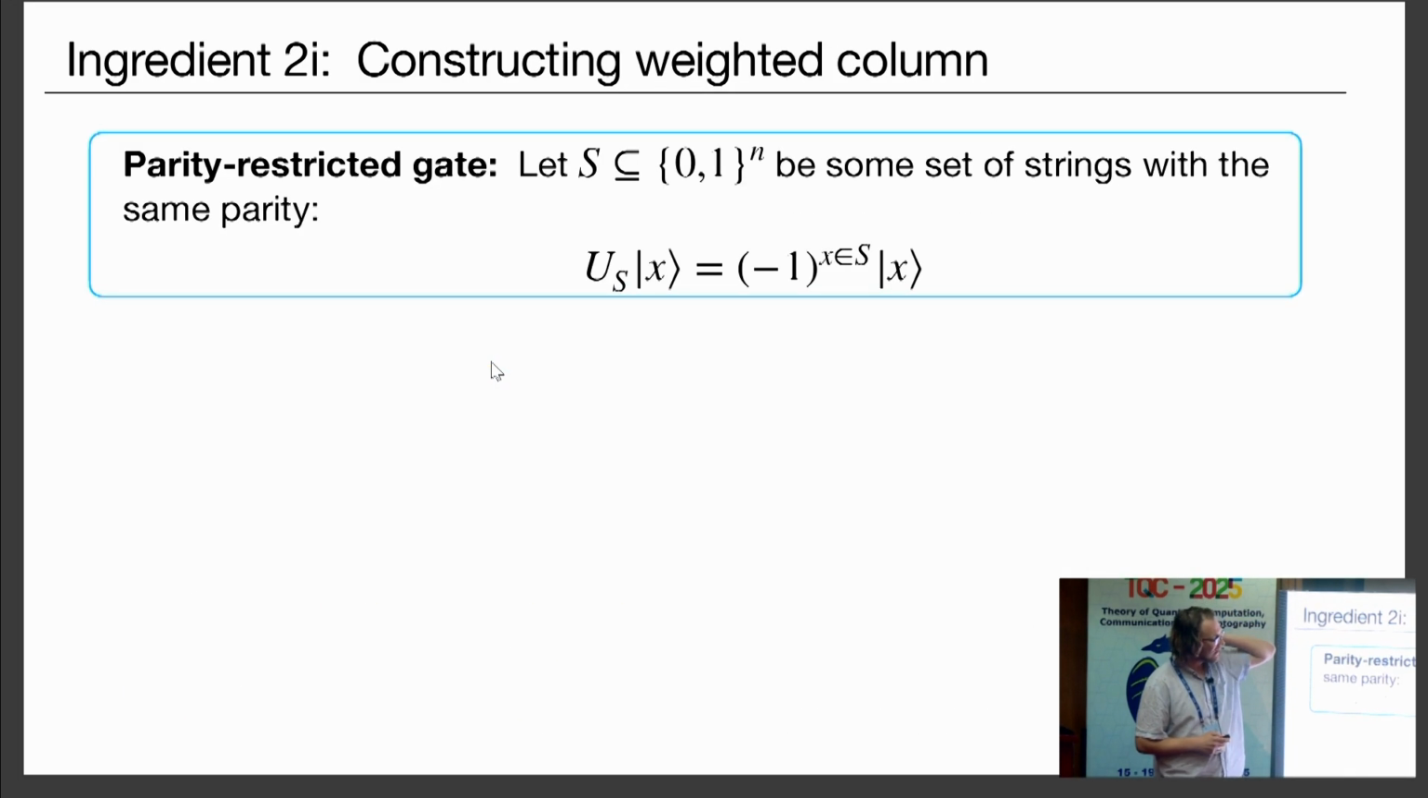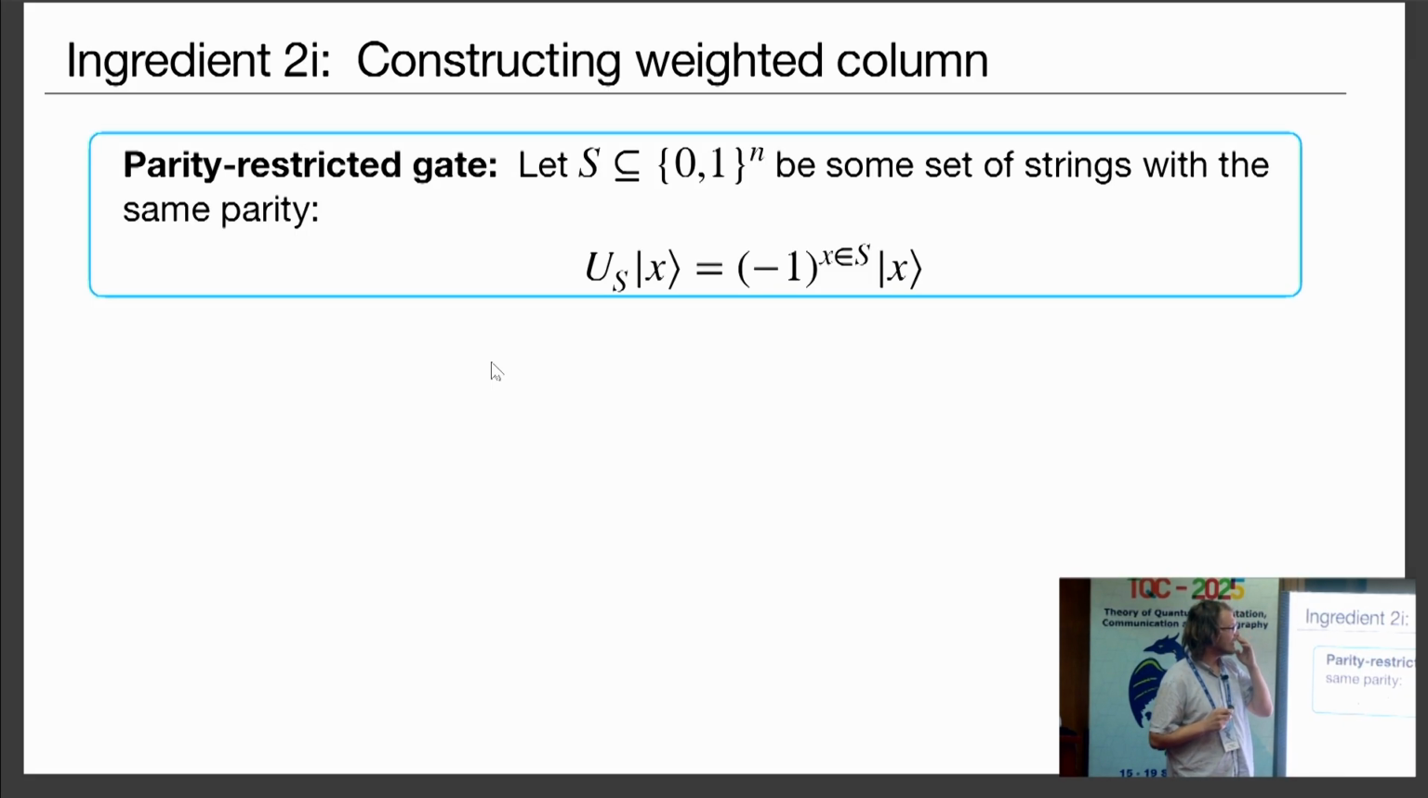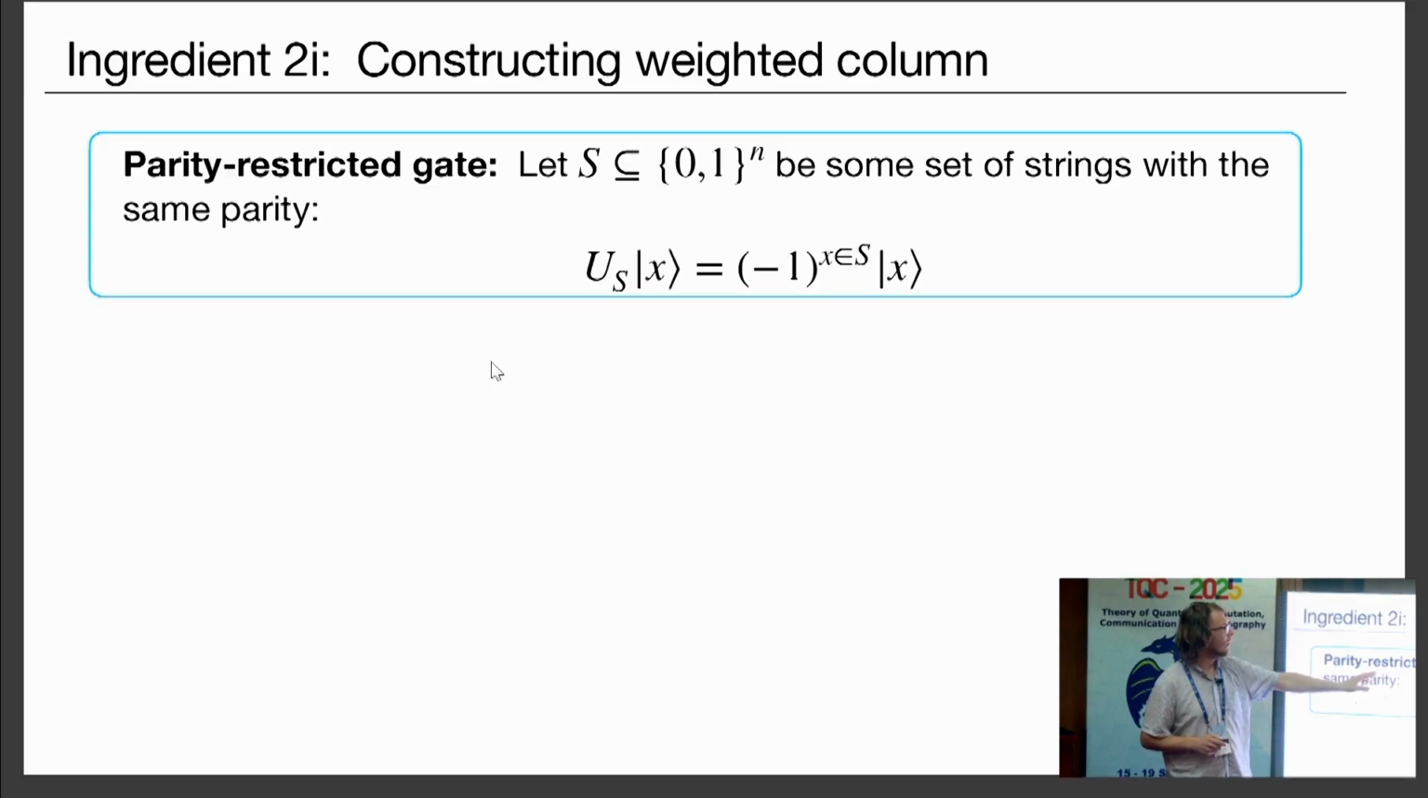Okay, now before I get into how we get to these bad but not horrible cat states, I'm going to introduce a piece of machinery that we call a parity-restricted gate. This is a gate that acts by taking some basis state x and adding a phase depending on whether or not it's a member in some set S. In particular, we're going to call S a parity-restricted set if every member of S has the same parity. So they're either all even or all odd, but it doesn't matter which.